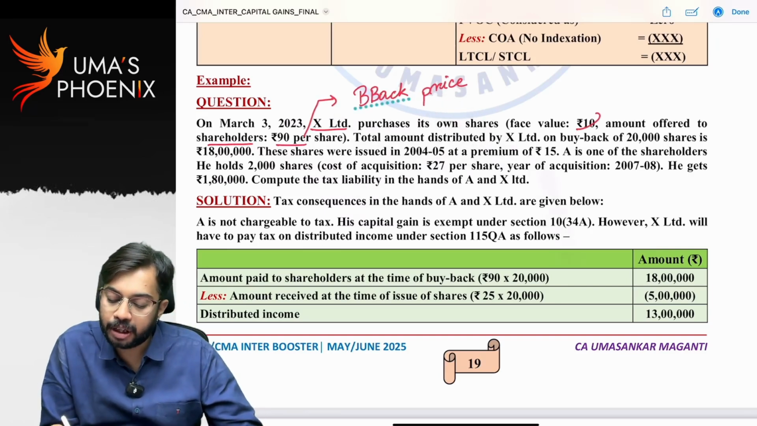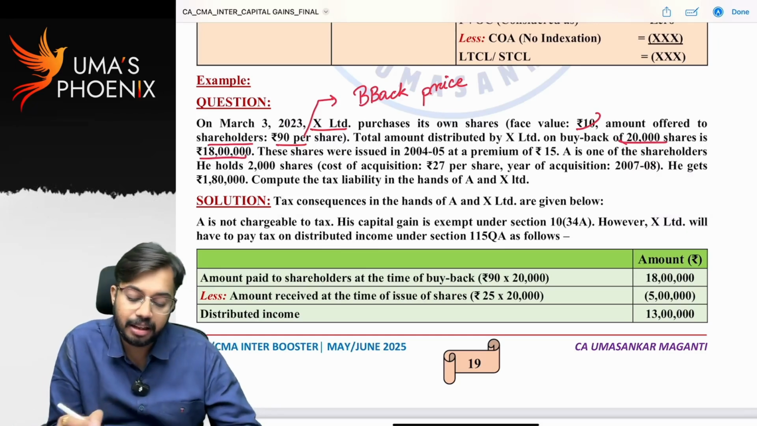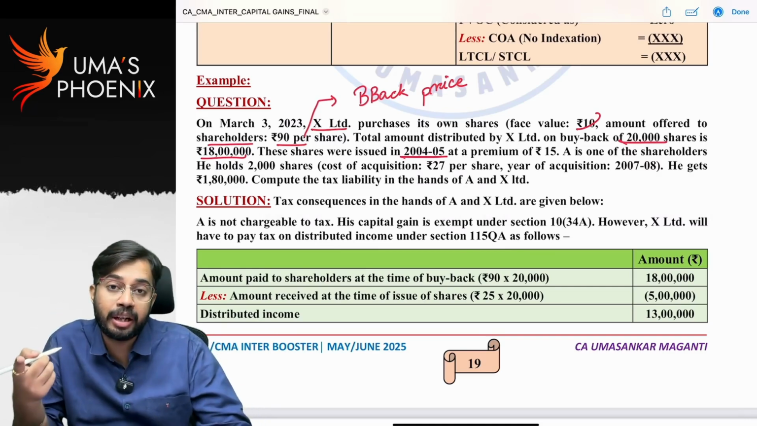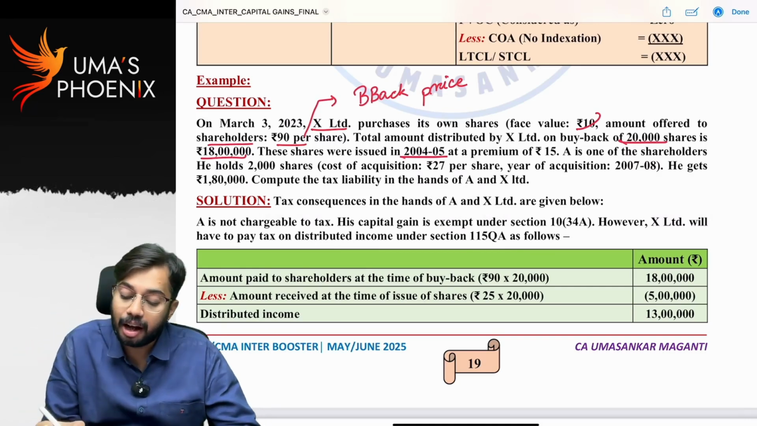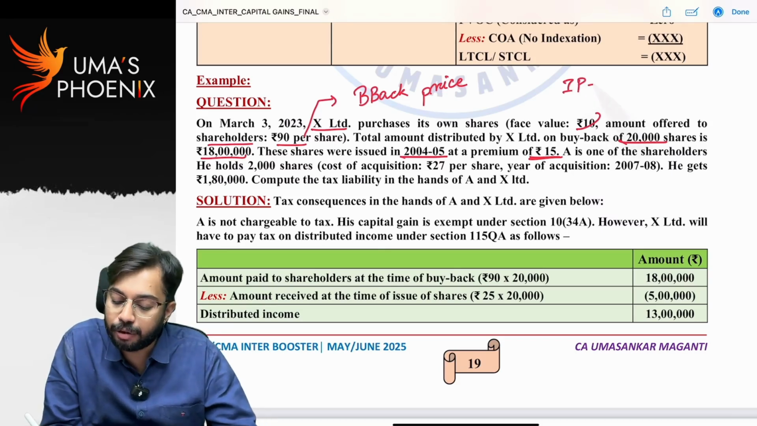Total amount distributed by X Limited on buyback of 20,000 shares is 18 lakhs. These shares were issued in 2004-5. They were issued at a premium. You know, right? Issue price is equal to face value plus securities premium.